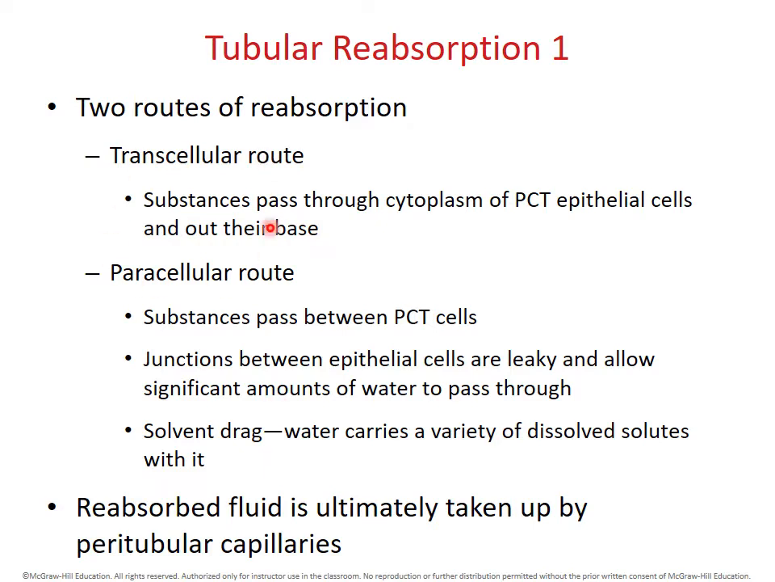Regardless of how the substances make it through, either through the transcellular route or the paracellular route, eventually they end up again on the basal side of the epithelium near the basement lamina, and right next to that, of course, would be your peritubular capillaries. And so the materials and the fluids that make it through end up ultimately being picked up by the peritubular capillaries, so they're returned to the bloodstream. And again, this is essentially the point of reabsorption. It's getting materials back into the bloodstream.